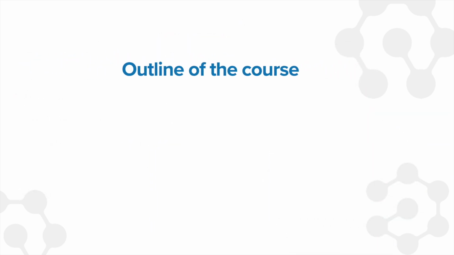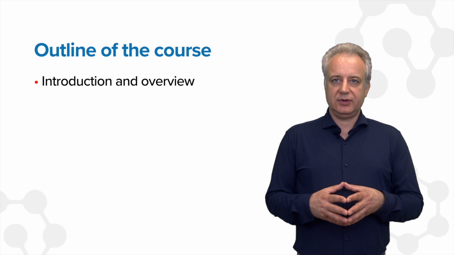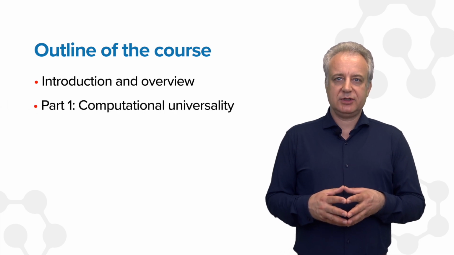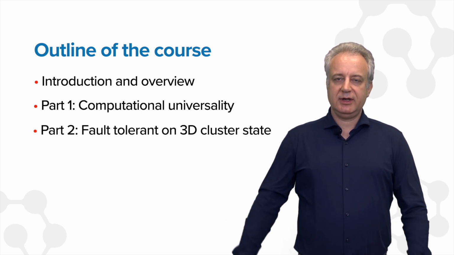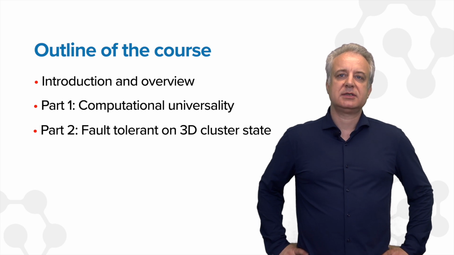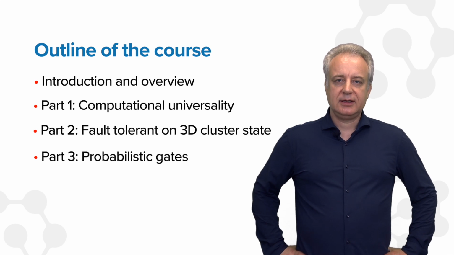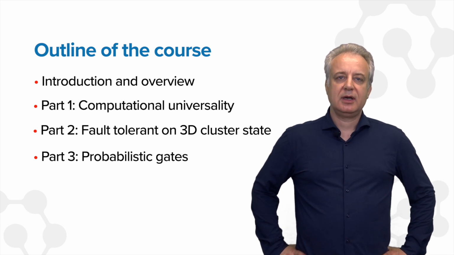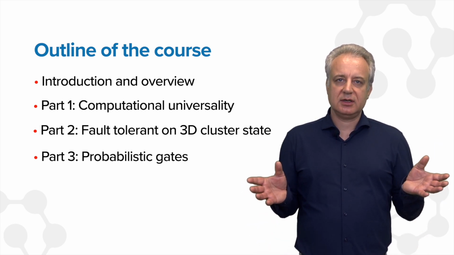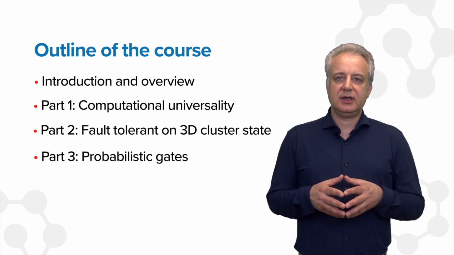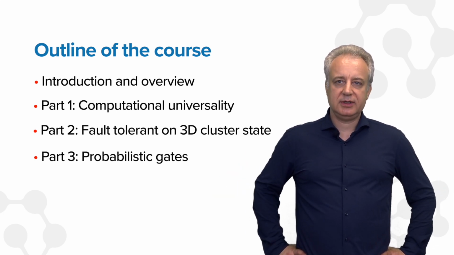So this is now the outline for this mini-series. It has 4 parts after this overview. The first part will be dedicated to computational universality. Second part to fault tolerance. These 2 aspects were already mentioned. And then there are 2 more parts. The third part is on quantum computation with probabilistic gates, which is particularly applicable to quantum computation with photons. And really, measurement-based quantum computation has taken hold in the photonic community. So it fits hand in glove with the experimental capabilities you have there.